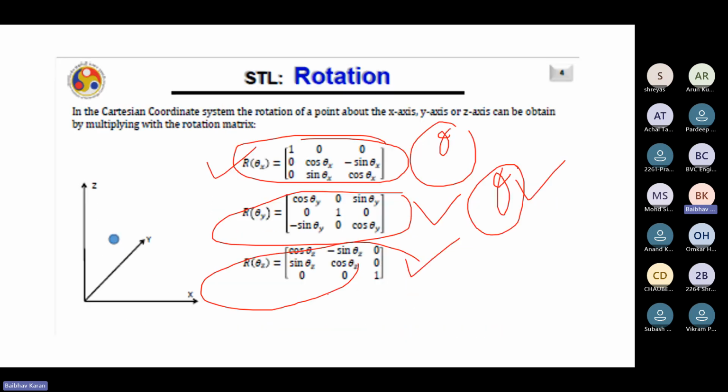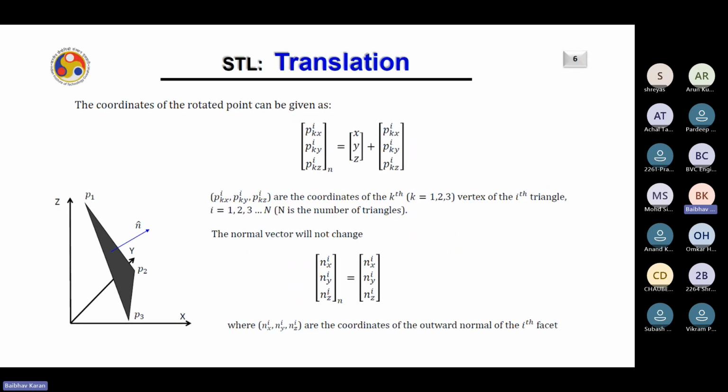One is rotation, and the second mode, which I said, is translation. So if we are translating one point or multiple points in an STL file, the formula to be used is this, where X, Y, and Z are the translation values, the values to which it is translated. Just addition.